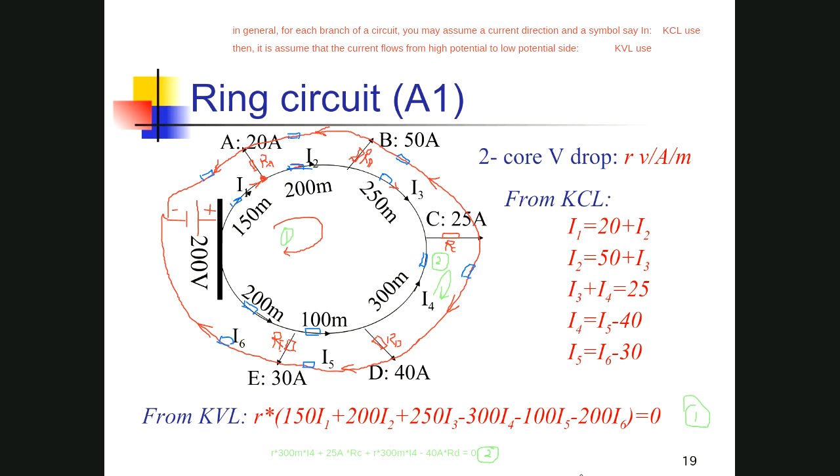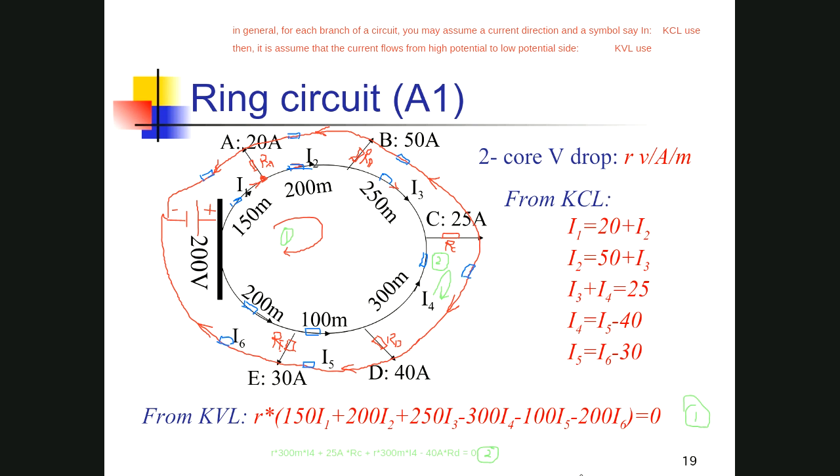We get the currents I1, I2, I3, I4, I6. The next slide will show that all the currents have positive values. Positive values mean that the assumed directions are the same as the true directions.